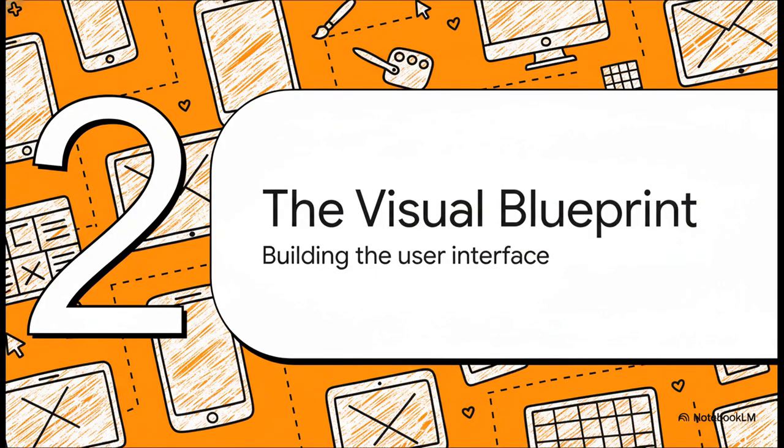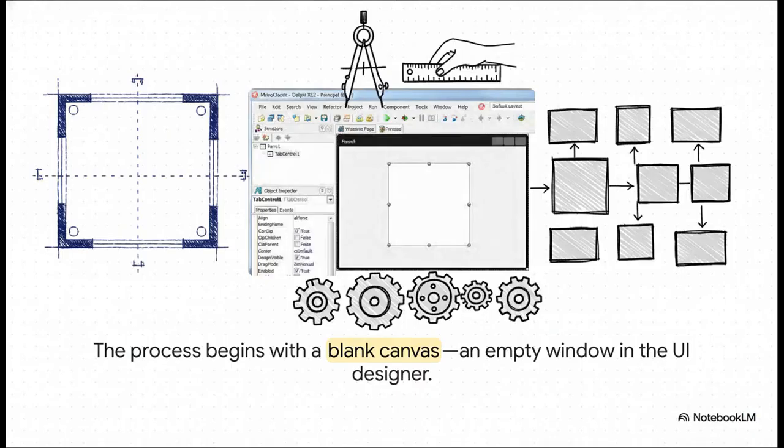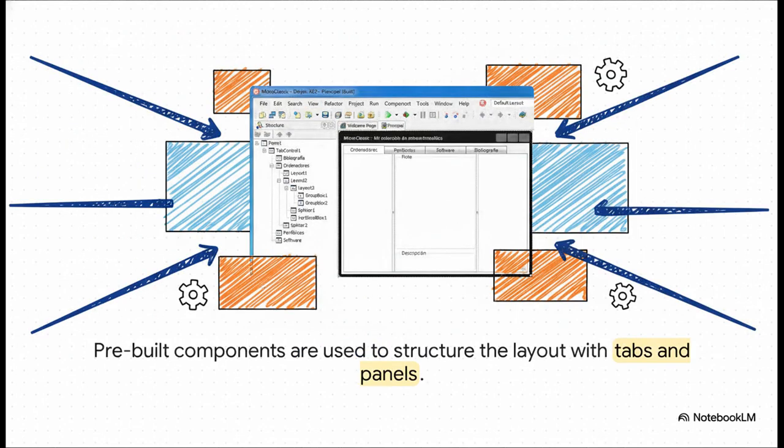All right, so now that we've seen the workshop, let's look at how all those tools are used to build the part of the app that we all see and touch, the visual interface. You know, just like an architect starts with an empty plot of land, a developer starts with a blank canvas. This empty window, often called a form, is the absolute foundation that the entire user experience is going to be built on. From there, they start adding the main structure.